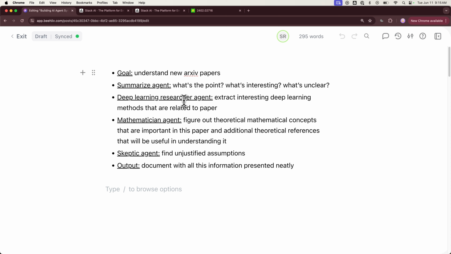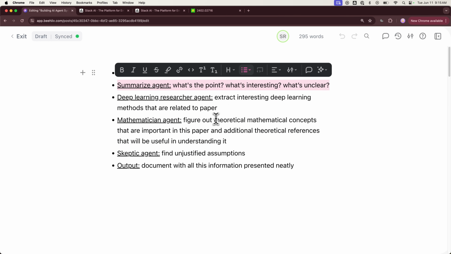Another specialized agent who's conditioned on a mathematician context, who figures out what theoretical math concepts are important in the paper and also mentions other theoretical references that could help understand the paper. And then another agent that plays the role of a skeptic to try to find unjustified assumptions or weaknesses in the paper. These are the 3 agents I'm going to be focusing on today, and then if I have time, I'll get to the summarize agent.